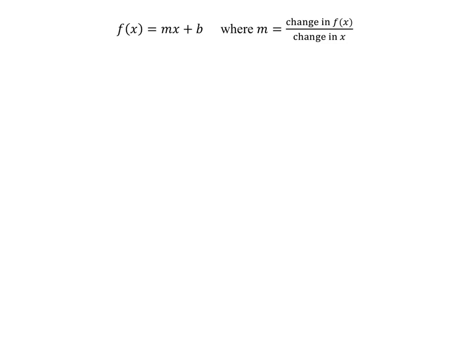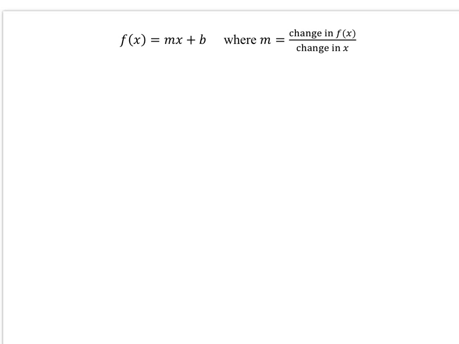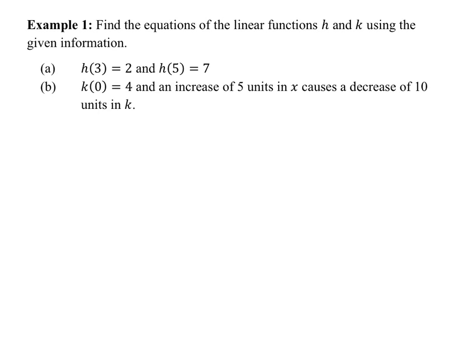And the slope obviously is the change in y over the change in x. But instead of y, we have f of x up here at the top right. Okay, change in y over change in x. Example here says find the equations of linear functions h and k using the given information. So part A is for h, part B is for k. So we want to find these functions.